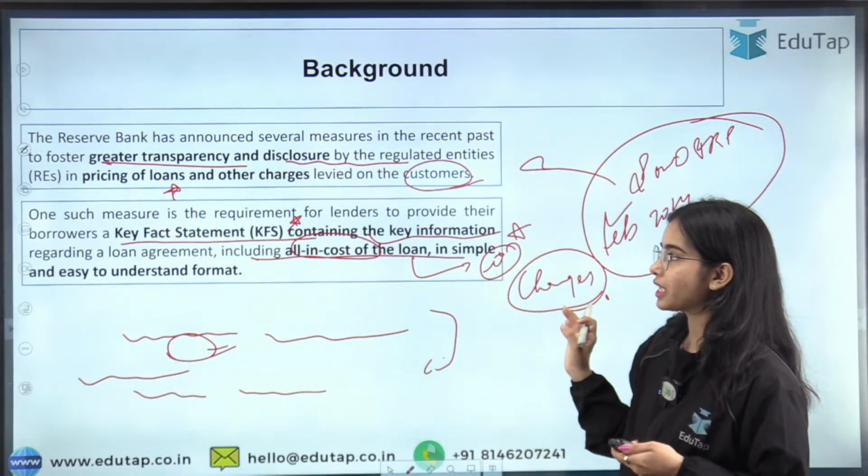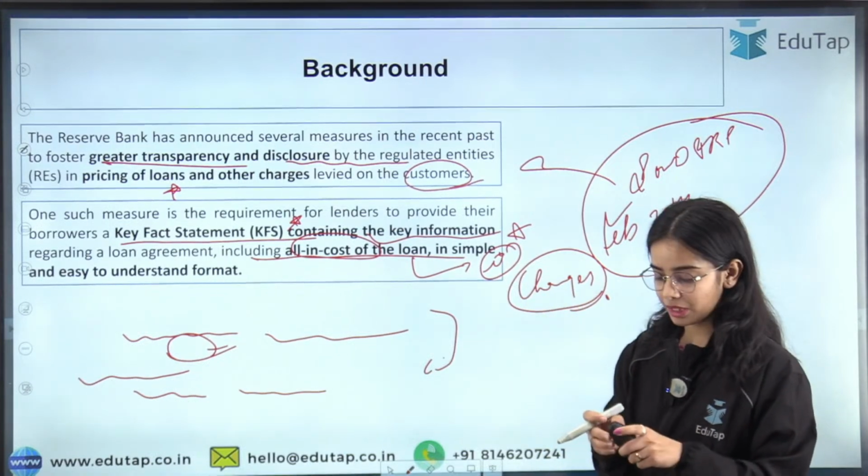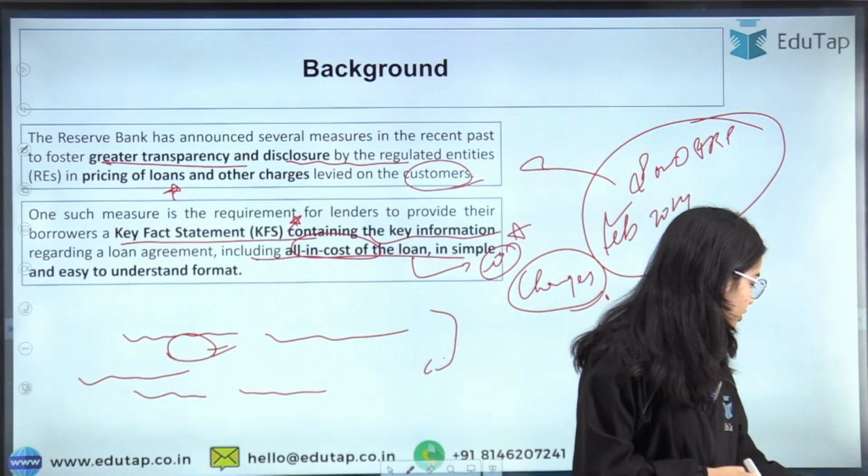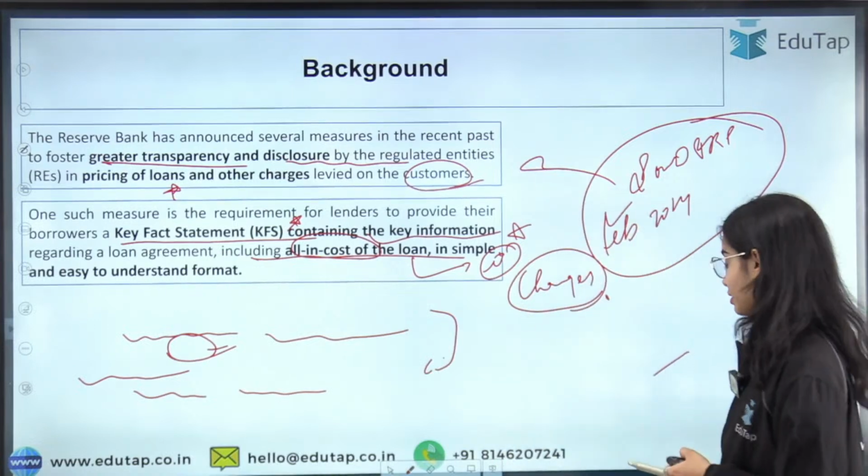So I have shown you the applicability, that the guidelines are applicable on different entities. Okay, so that is the idea.